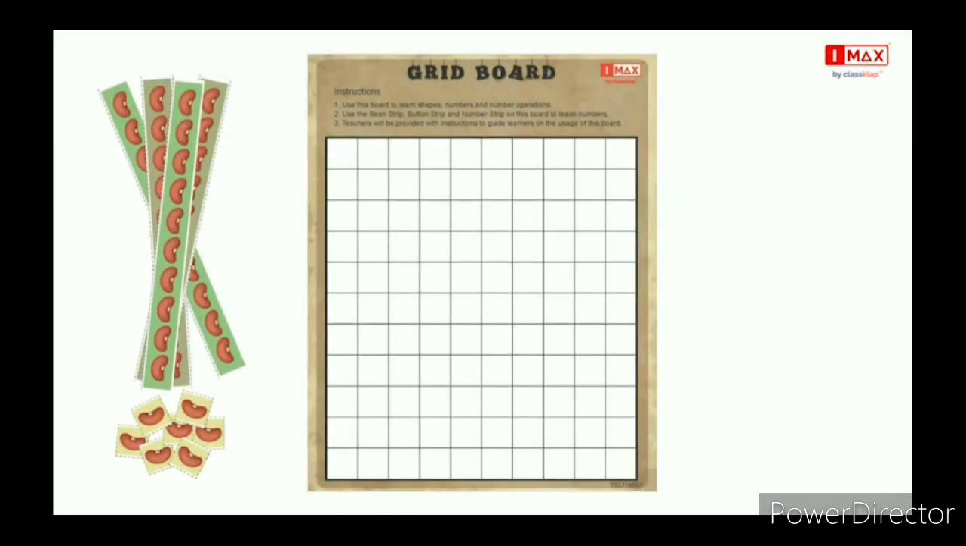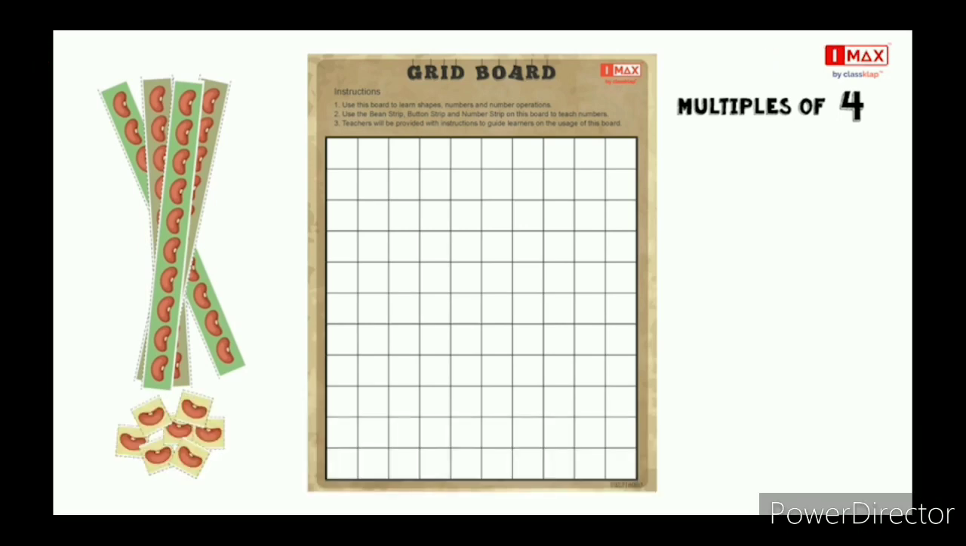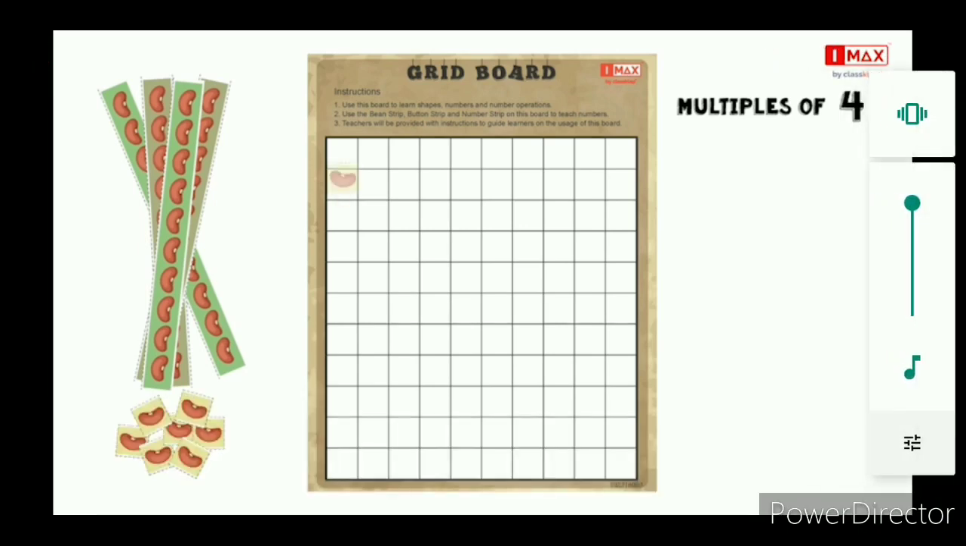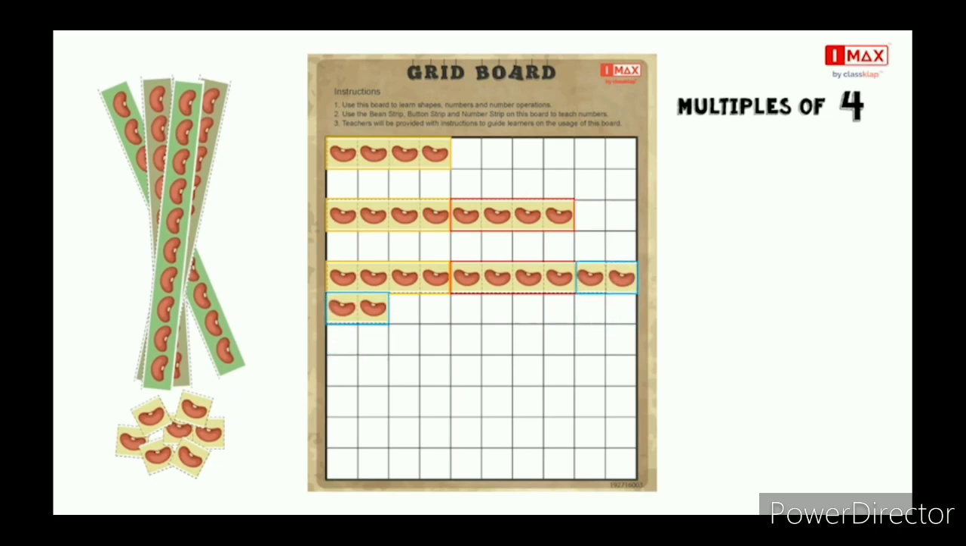Let's take another example. Let's find out the multiples of 4. We'll take 4 individual beans to represent the number 4. This makes one group. What if we put 2 of these groups together like we did previously? Then we have 8 beans. Putting 3 groups together, we have 12 beans. Putting 4 groups together, we have 16 beans.